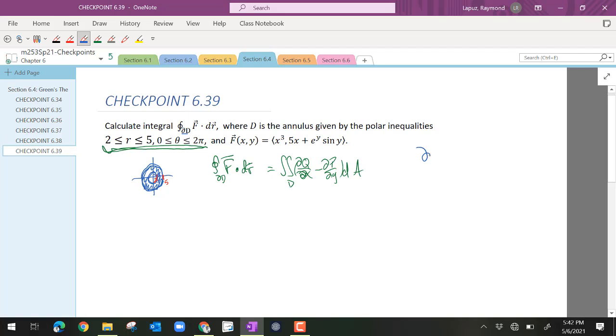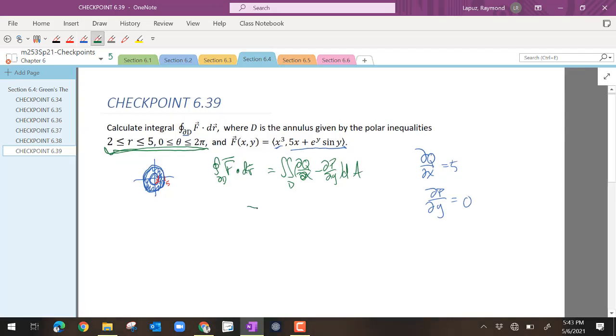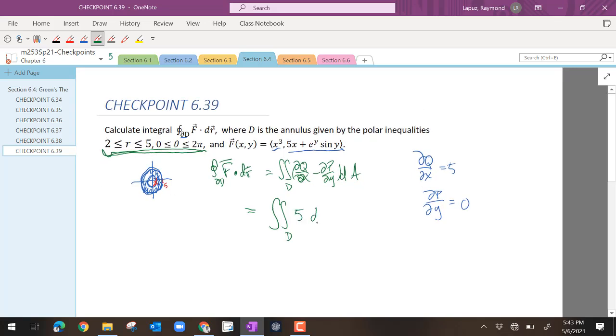The partial of Q with respect to x is this one over here, and it looks like it's just going to be a 5. Partial of P with respect to y looks like there's no y's in there, so that's going to be 0. So that makes for a fairly simple integral. This is going to be a double integral over the region D of 5 times dA.